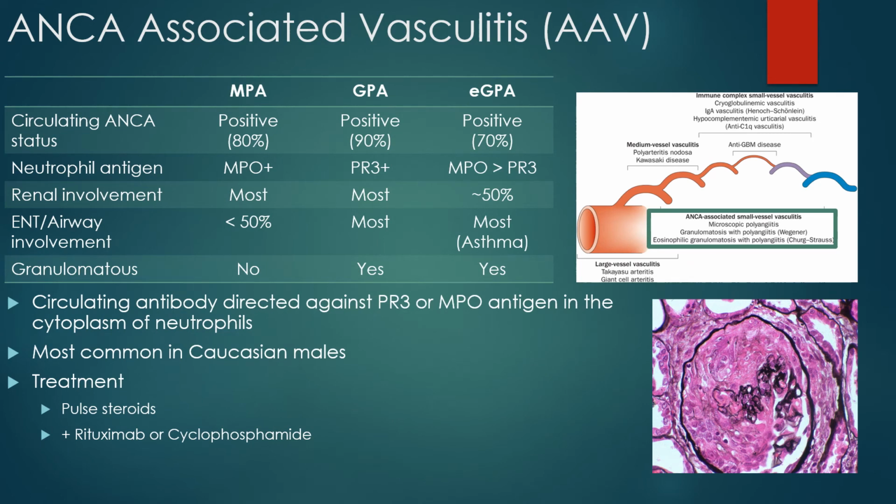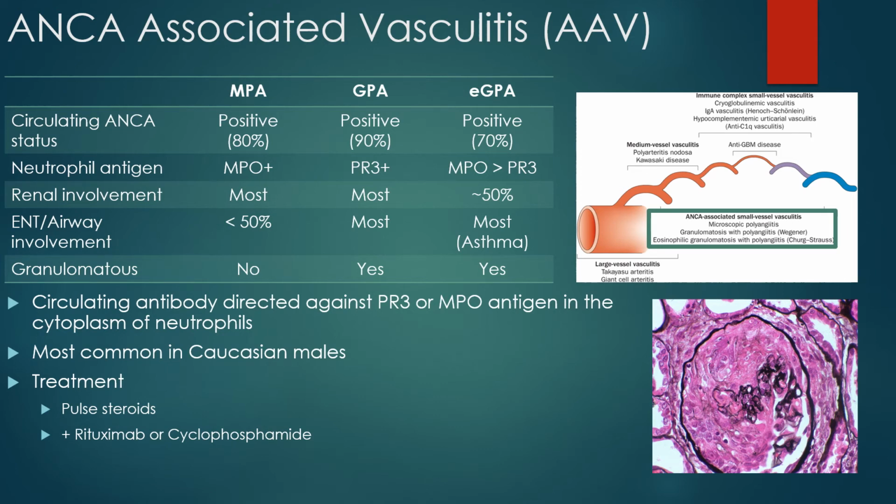ANCA-associated vasculitis can also cause a rapidly progressive glomerulonephritis. ANCA-associated vasculitis is caused by a circulating antibody directed against PR3 or MPO antigens in the cytoplasm of neutrophils. It's most common in Caucasian males and has 3 broad clinical subtypes. The first is microscopic polyangiitis, or MPA, which is generally MPO positive. Most patients have renal involvement.